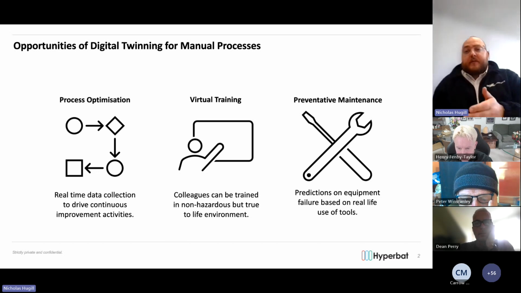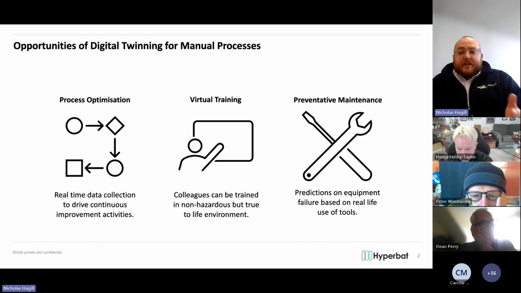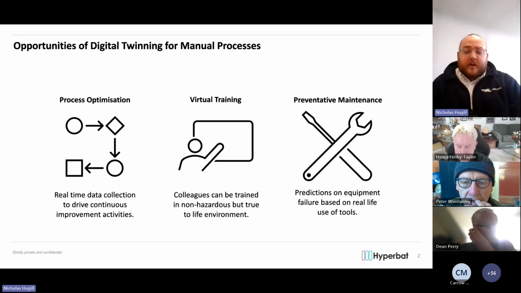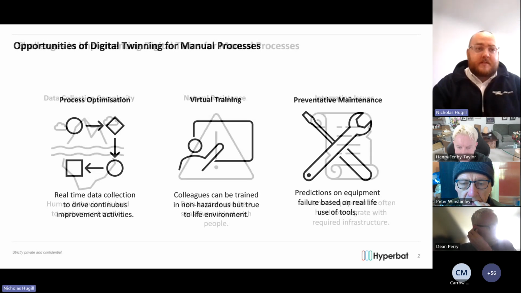And also we use it for preventative maintenance. So we use it to predict the lifetime of our tools and also predict any downtime that we may have from the number of cycles that has been used.